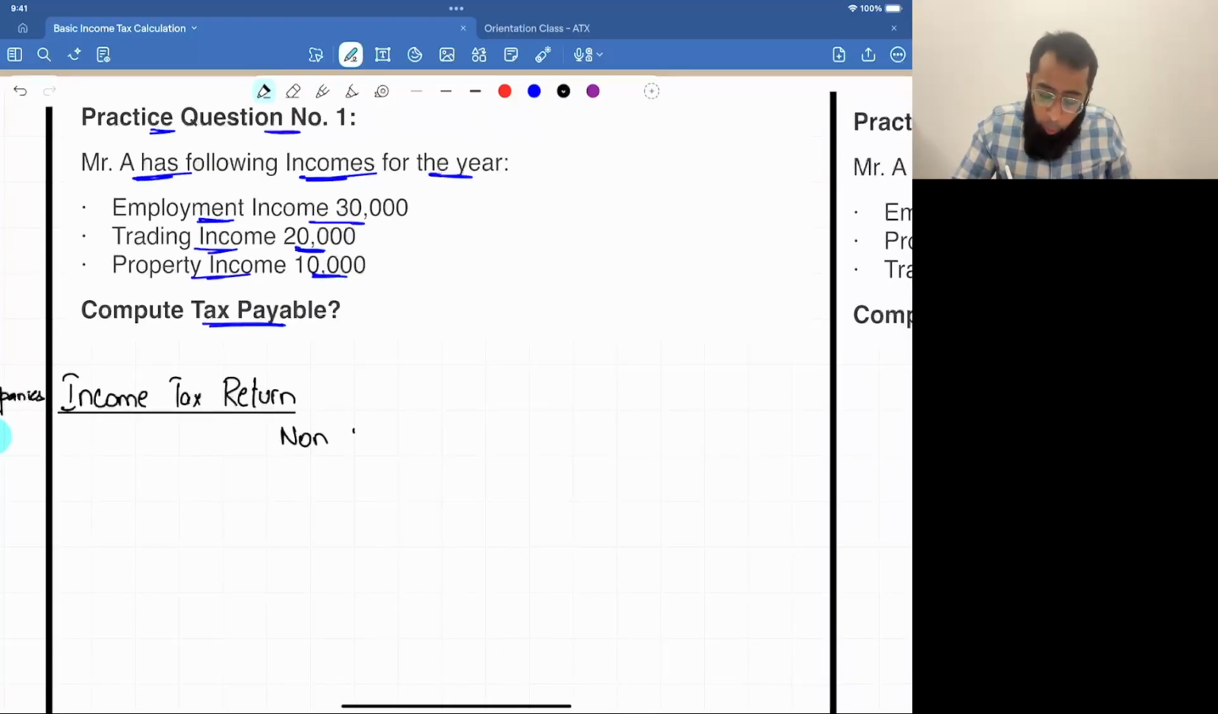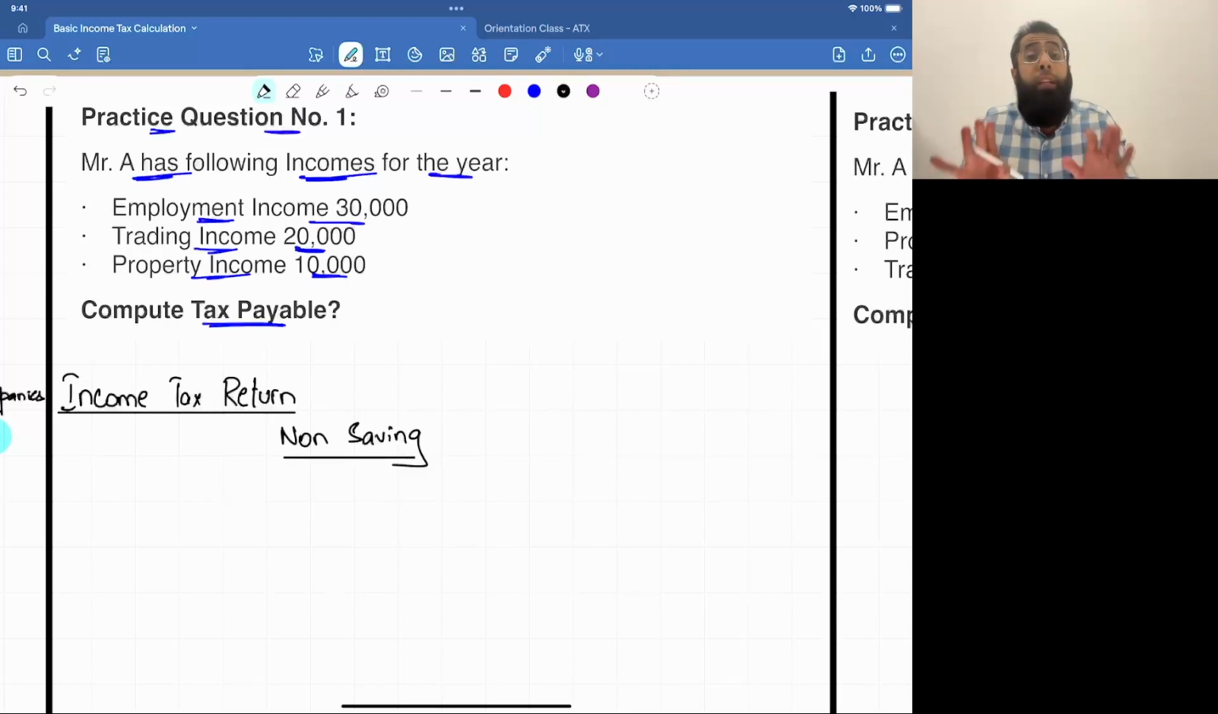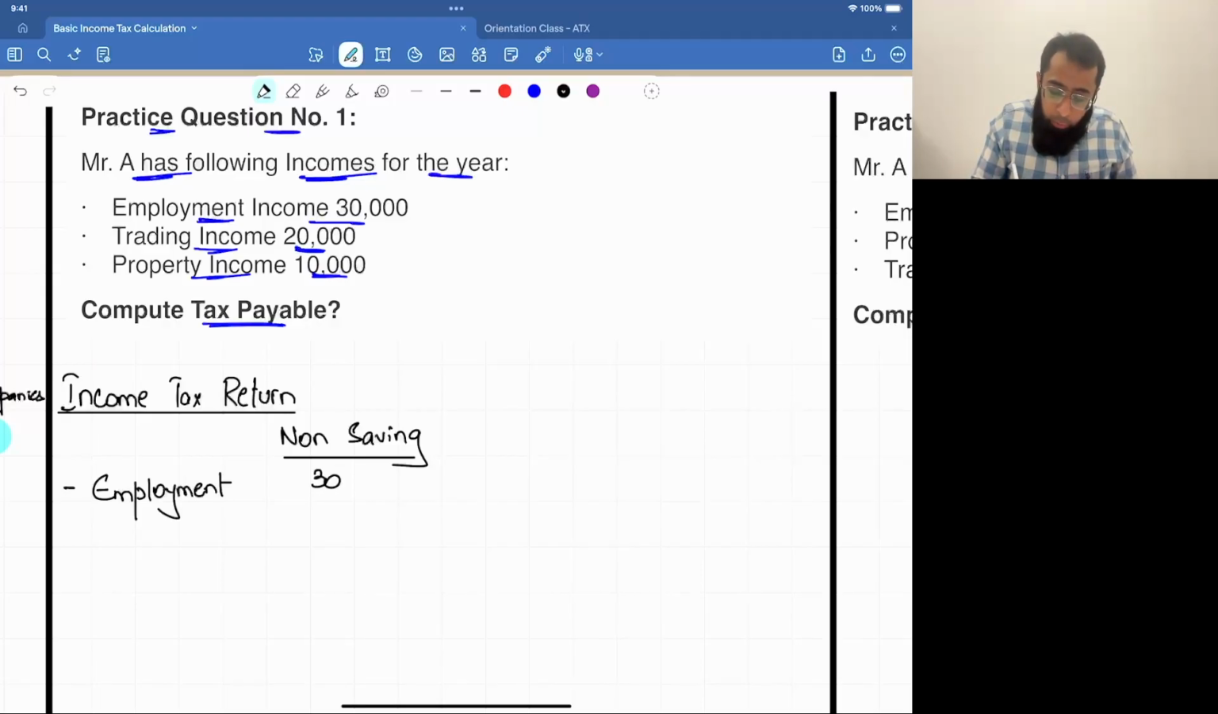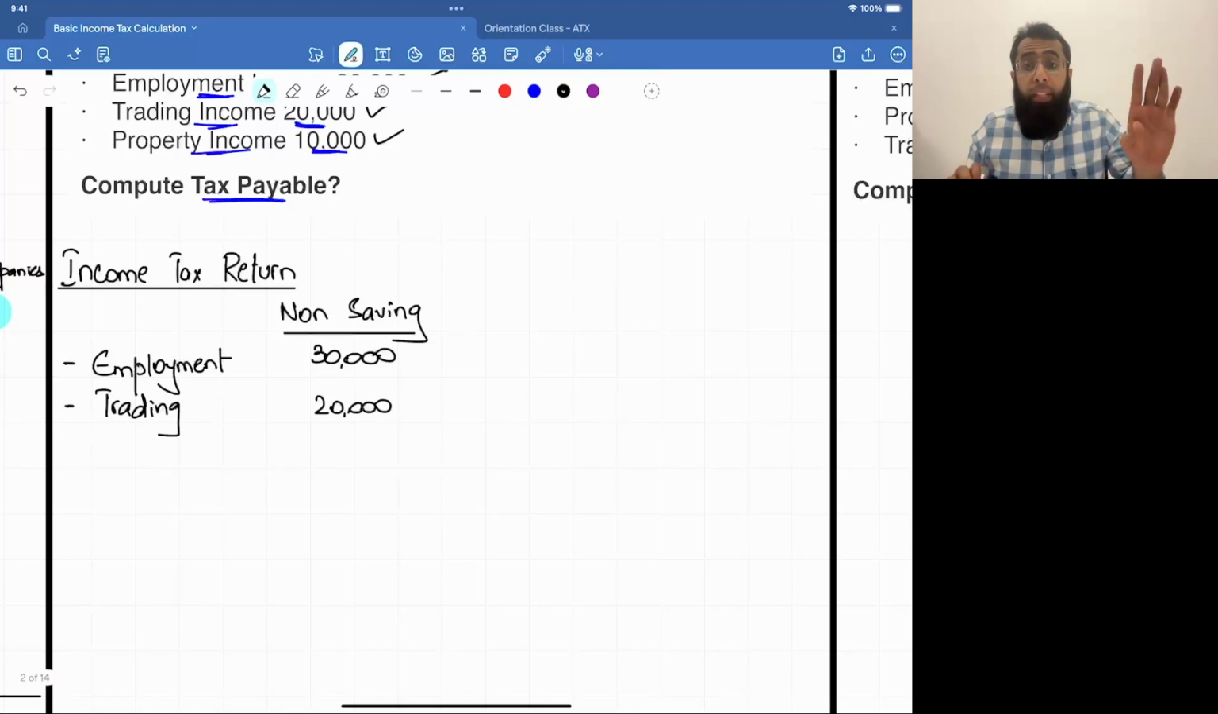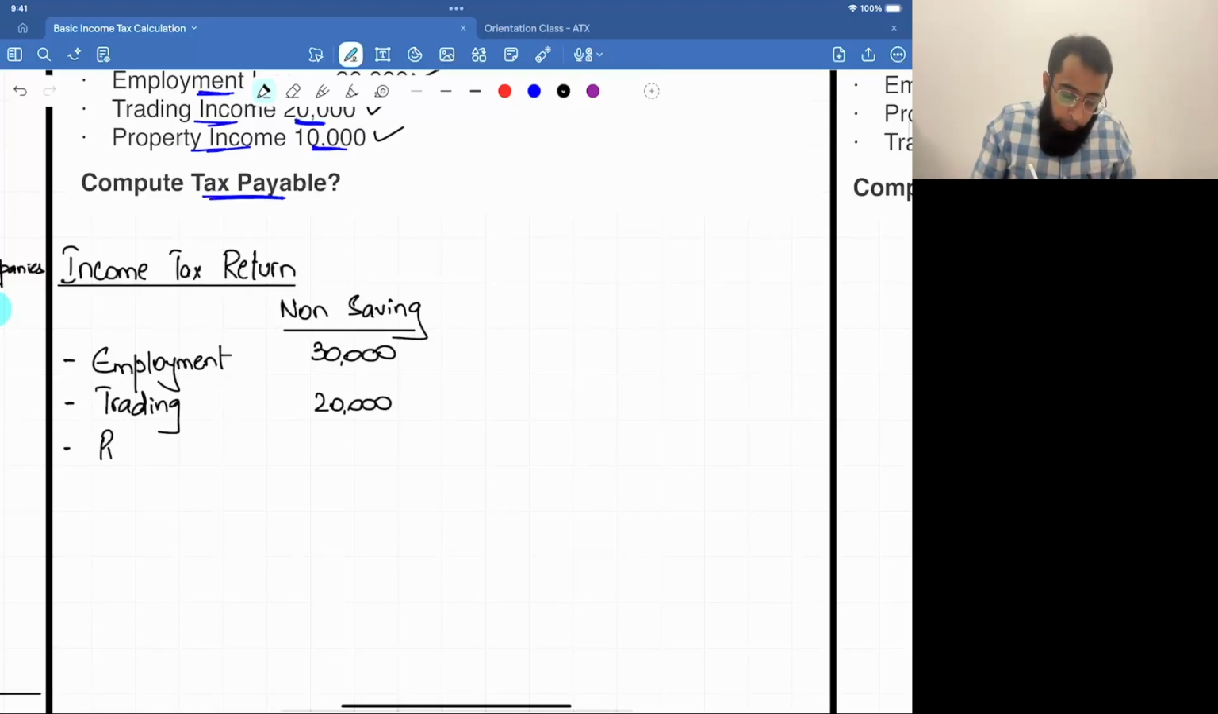Employment, trading and property income. All of these three incomes are non-saving income. There is no interest income. There is no dividend income. Employment income, how much? 30,000. Goes in the head of non-saving. Trading income, how much? 20,000. Goes in the head of non-saving. Done. Third is property income. There is no interest income, there is no dividend income. Property income 10,000.